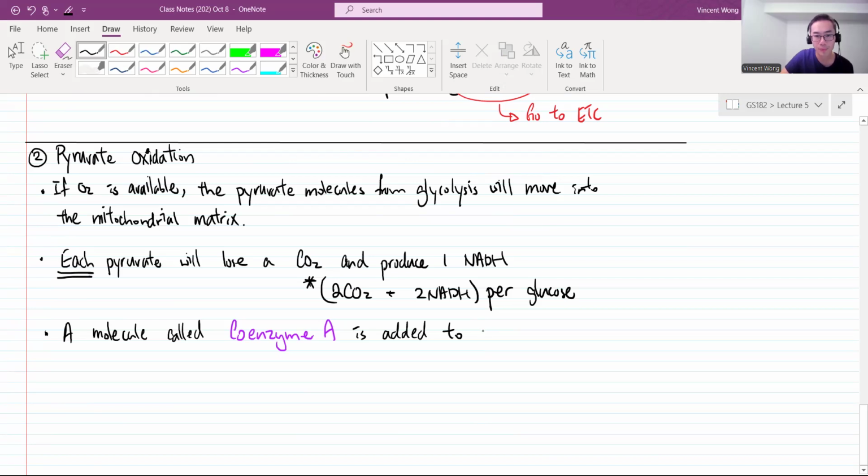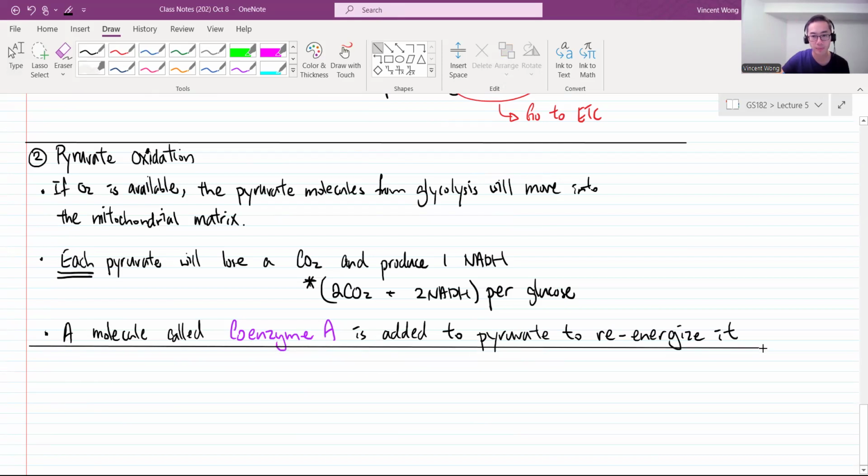to pyruvate to re-energize it. As I said, we've extracted enough stuff from it, and it's just not willing to go any further. You kind of have to recharge it. You need to refill the tank, so to speak. All right, and that's all for pyruvate oxidation.